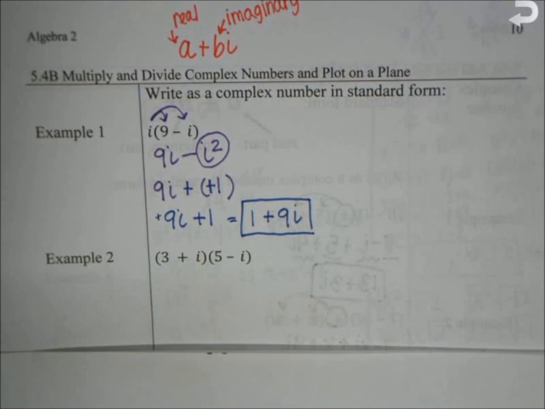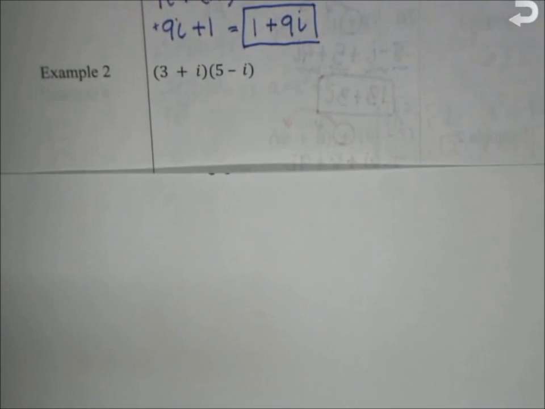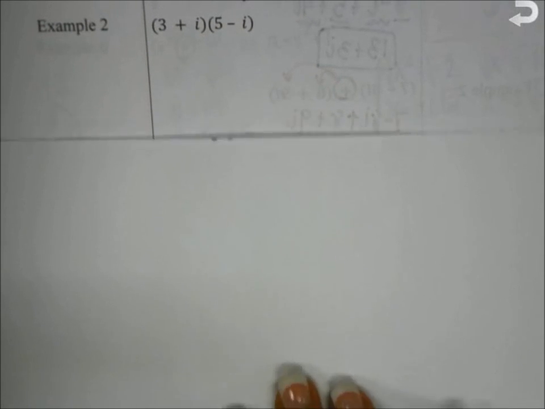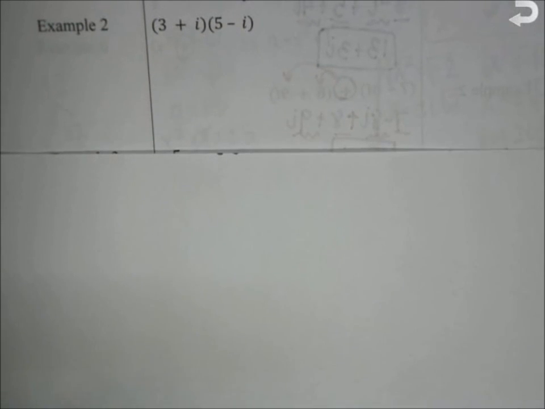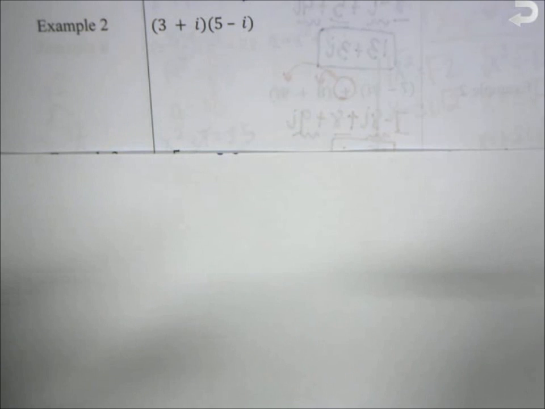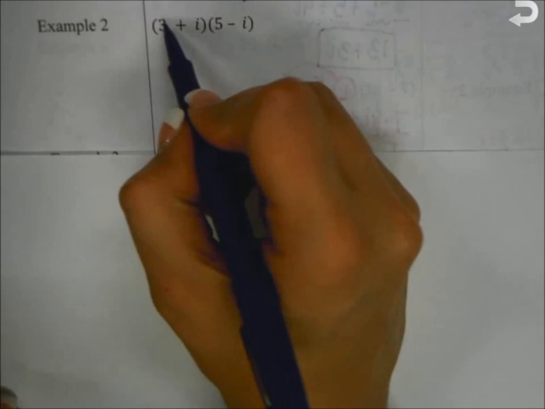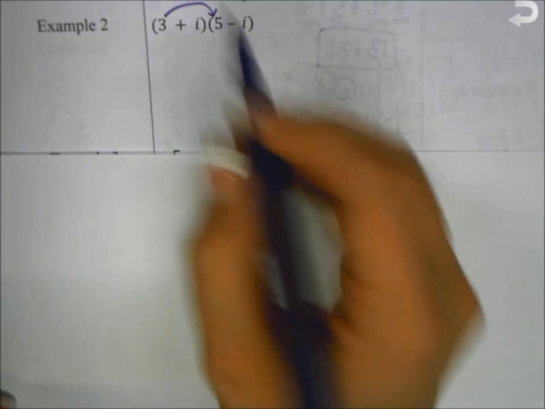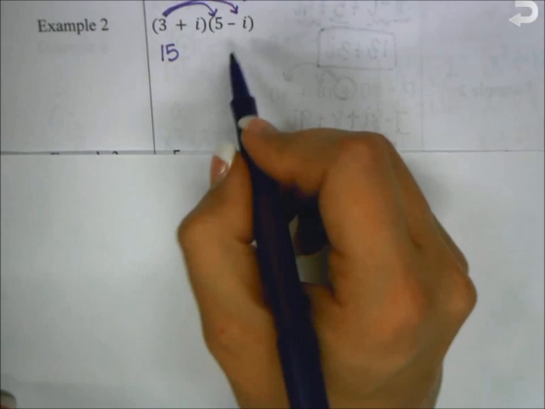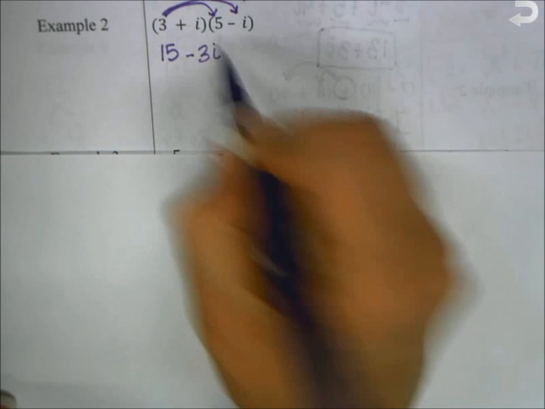Example 2. 3 plus i times 5 minus i. What does this one look like? Not distribution, it looks like FOIL. So let's FOIL it out. You can use the boxes if you're more comfortable with the boxes. Okay, so we just multiply. 3 times 5 gives me 15. 3 times negative i, negative 3i. Positive i times 5 is plus 5i.